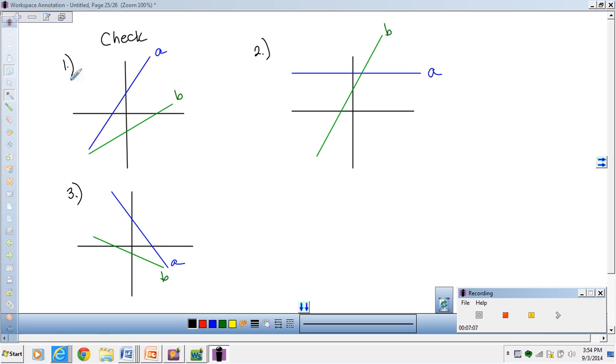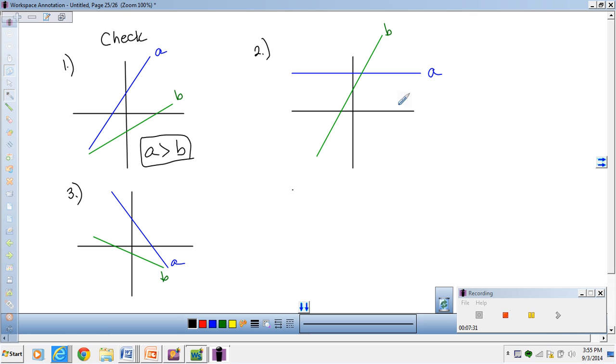So in the first case over here, let's compare these lines and their slopes. Which line has a bigger slope, A or B? If you answered A, you are correct. The slope of A is bigger than B. Why? A is steeper.